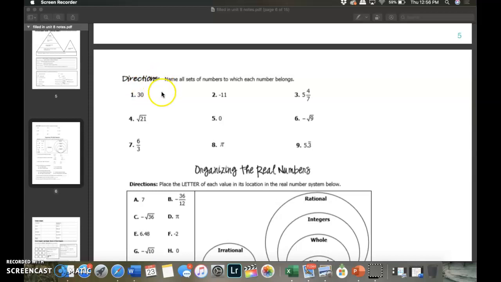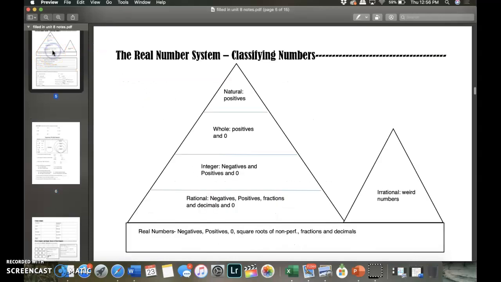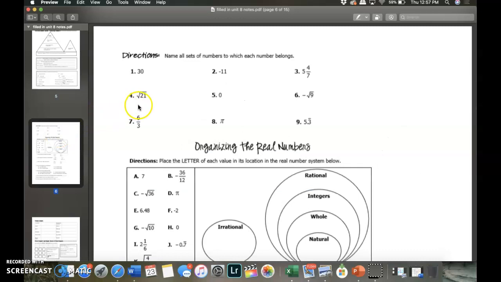All right, so the first thing it says, directions, name all sets of numbers to which each number belongs. This is nothing new. This is what we were just talking about. So 30, how far up the pyramid can we go? If I click back at my pyramid, is it a negative, positive, fraction, decimal, or zero? Yep. Is it an integer? Yes. Is 30 a whole number? Yes. Is it natural? That means it's a positive whole number and I can count to 30. So yep, that's what I'm going to list.